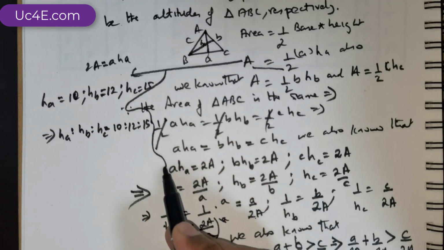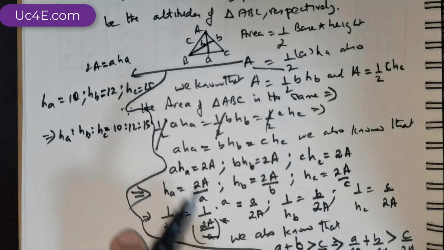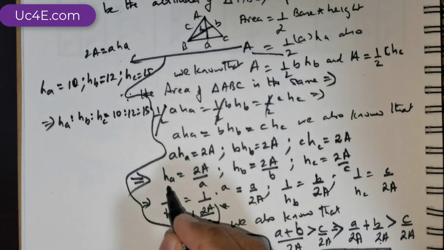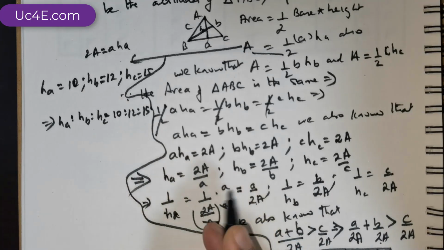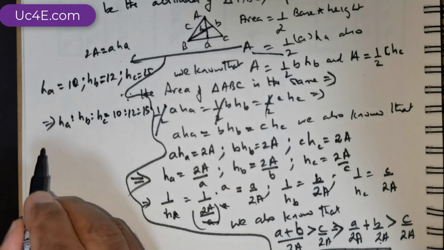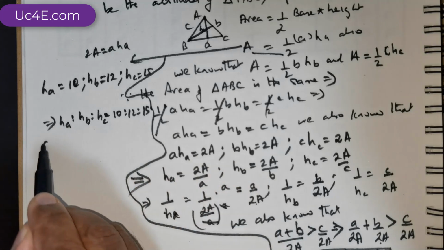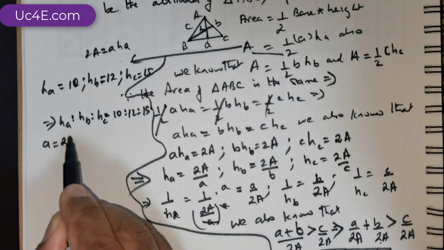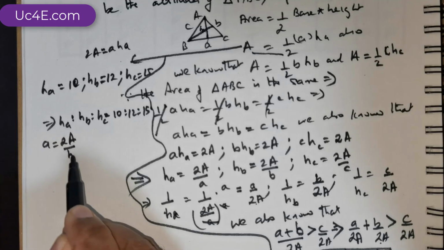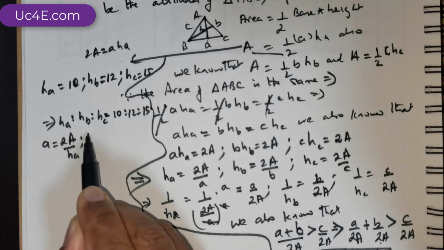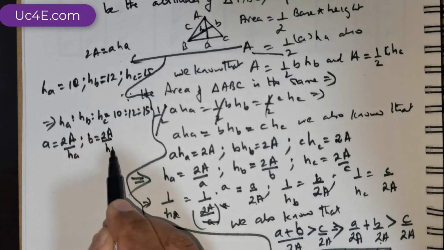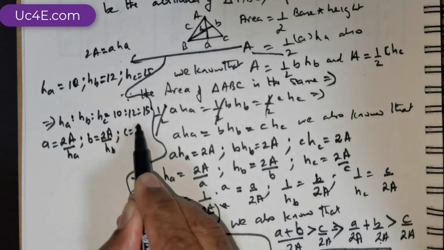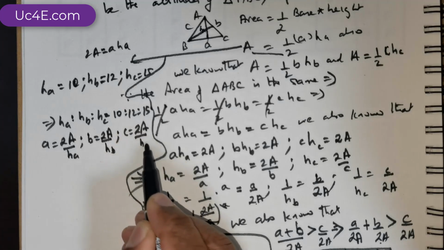So I'm using the space here to solve the question. Now you know that h_a is equal to 2 times A over a. Now if I were to rewrite this, a is equal to 2 times capital A over h_a, and similarly b is equal to 2 times capital A over h_b, and c is equal to 2 times capital A over h_c.